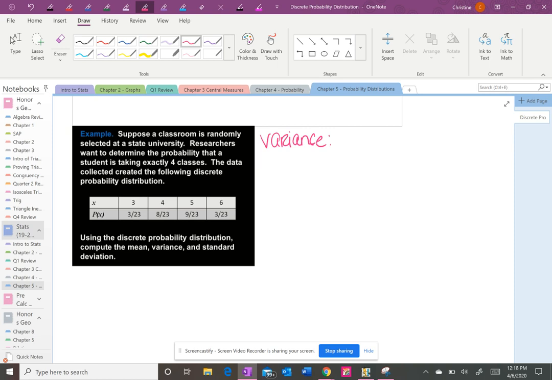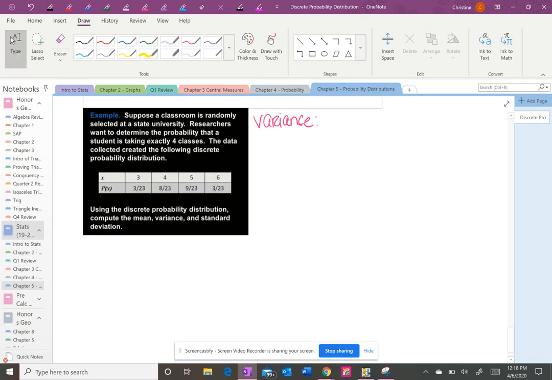All right, the day you've all been waiting for, finding the variance and standard deviation of discrete probability distributions. Away we go. All right, so here's an example. It says, suppose a classroom is randomly selected at a state university. Researchers want to determine the probability that the student is taking exactly 4 classes. The data collected created the following discrete probability distribution.